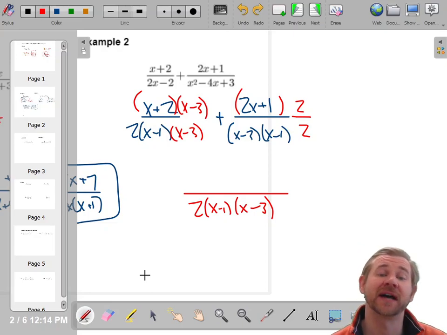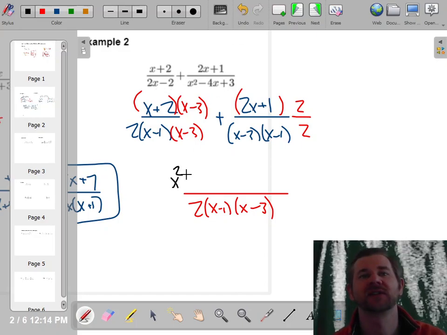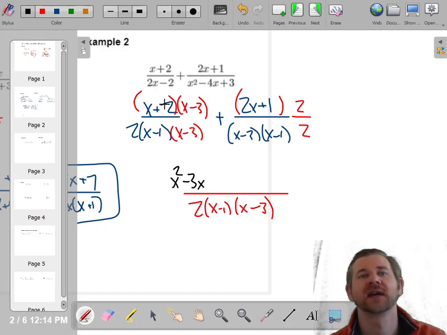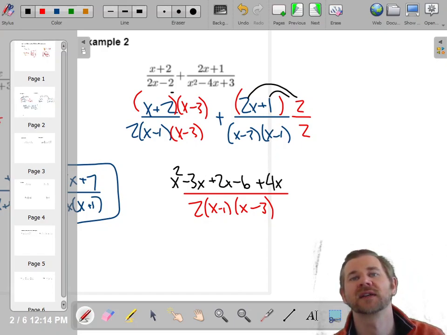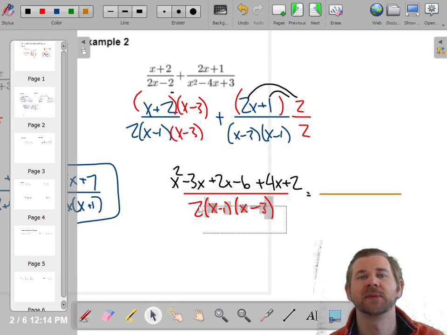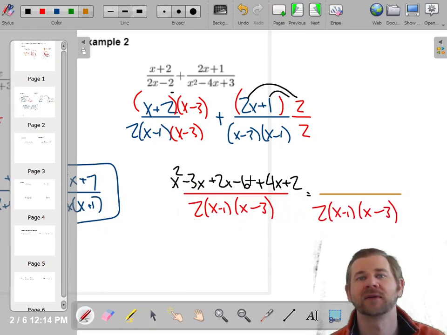Now I have to simplify the top, and in this problem, you're going to have to FOIL. So you multiply x times x is x squared, and then you've got minus 3x plus 2x minus 6. And then I'm also going to have to distribute this 2. So plus 4x plus 2. So now I will combine like terms, whatever I have in the top. And keep in mind, I'm not changing this. This stays the same. I'm only looking at the top now.